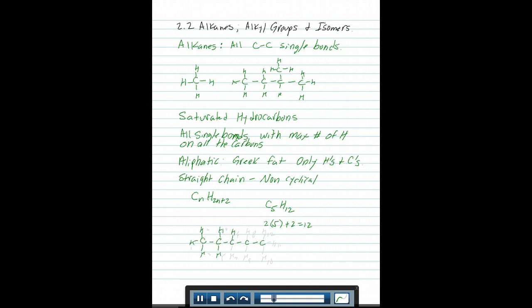And this is just for straight chains. If you have a cyclical compound, this formula does not work. Okay, so if you count, you have 1, 2, 3, 4, 5, 6, 7, 8, 9, 10, 11, 12. Okay, so, other ways of drawing these molecules: you can see it takes me a long time to draw the carbons, drawing out all of these hydrogens like this. It takes a long time to do this.